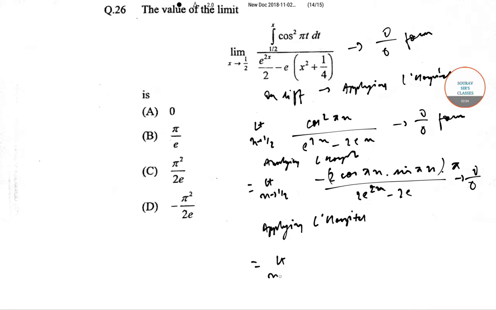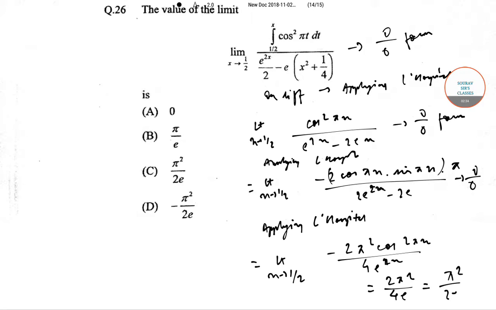we get the limit as x tends to half of minus 2 pi squared cos 2 pi x by 4 e to the power 2x. So this is equal to 2 pi squared by 4e, that is pi squared by 2e. So the correct option is option C.